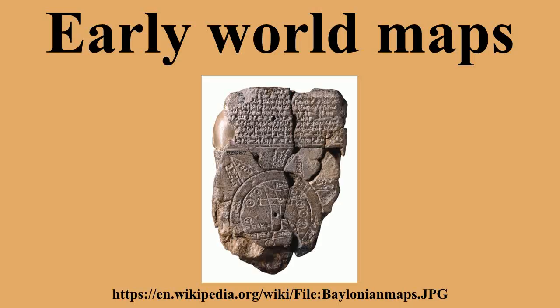Conventional symbols are used throughout: blue lines for rivers, red lines for mountain ranges, etc. The world is shown as encircled by the ocean. The map is now kept at the Pera Museum in Istanbul.